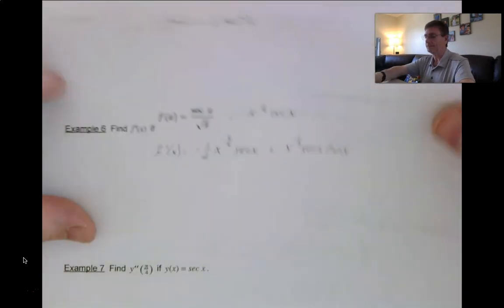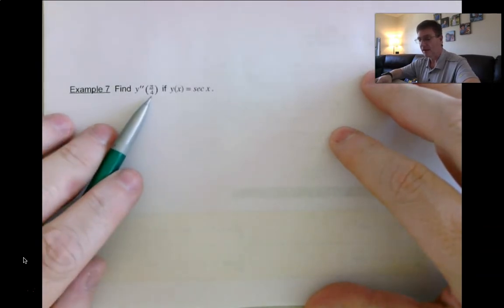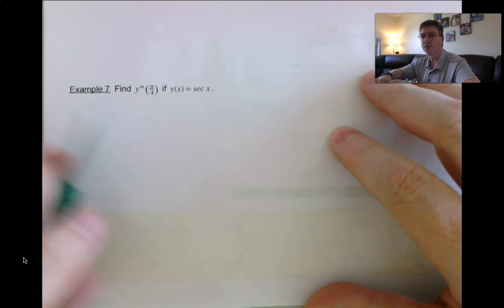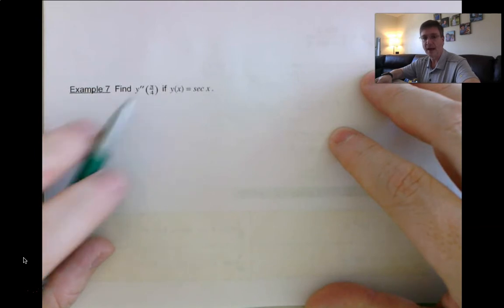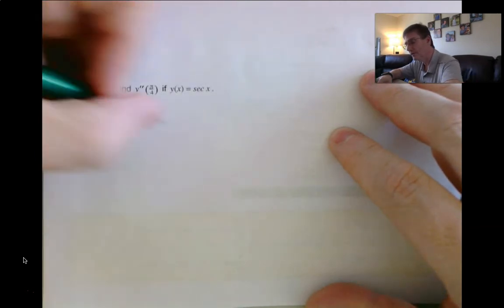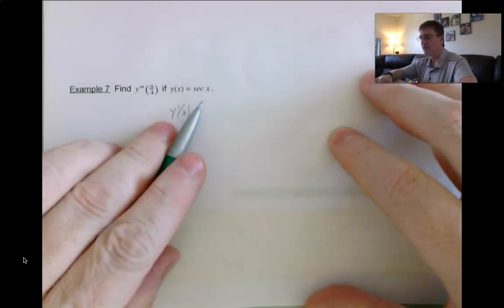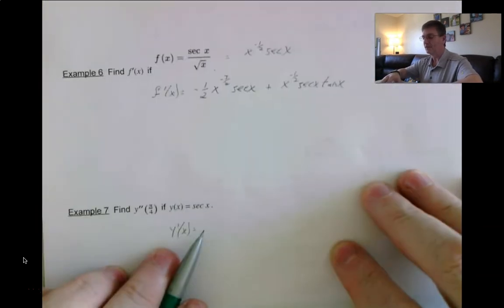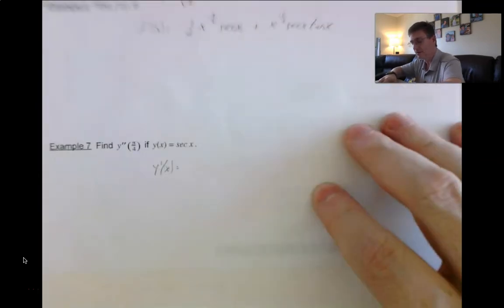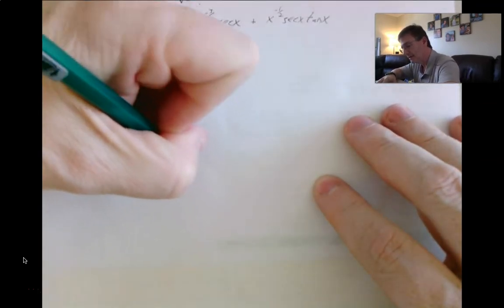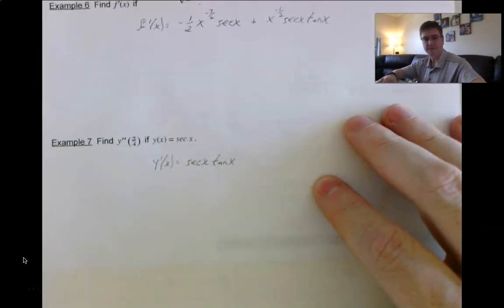Example 7. We're going to try and find the second derivative evaluated at pi over 4. Let's first find the first derivative, then find the second derivative, and then we're going to evaluate that second derivative at pi over 4. So the first derivative, y prime of x equals derivative of secant of x. We just did that. Derivative of secant of x up here was secant x tan x. So derivative of secant x is secant x tangent x.